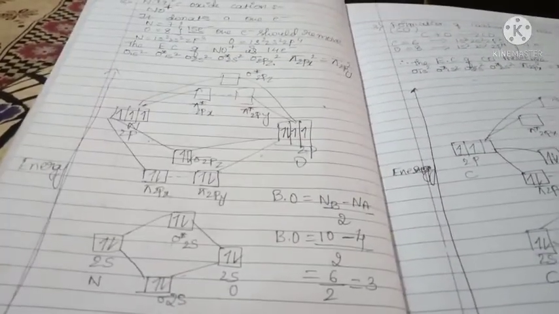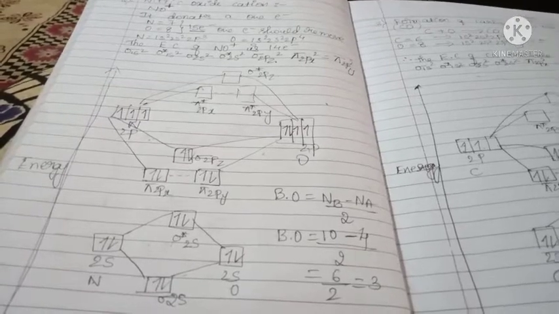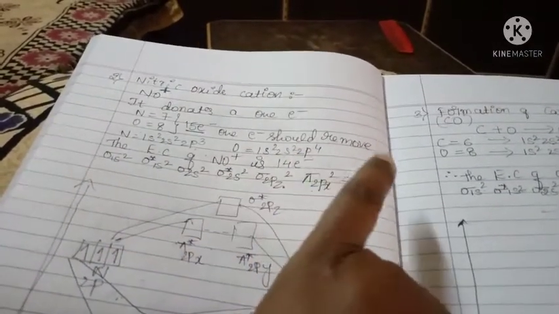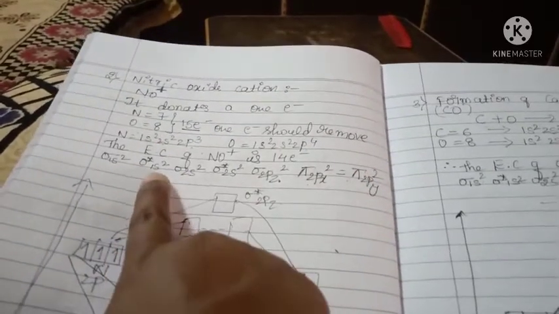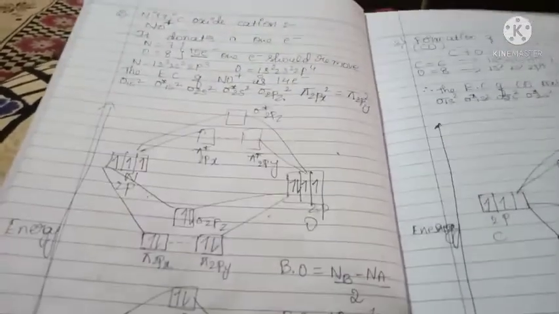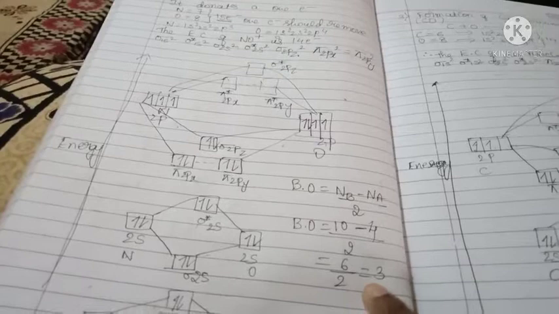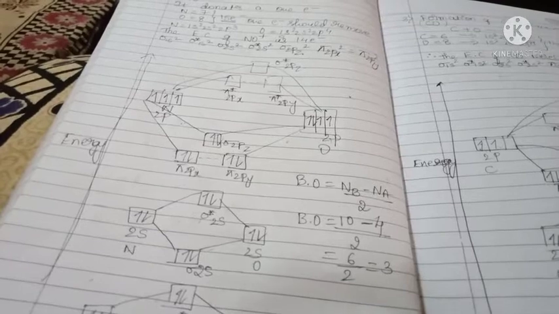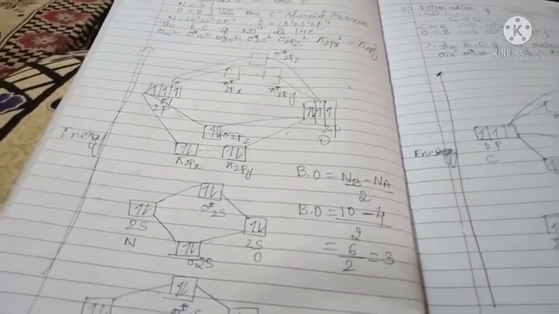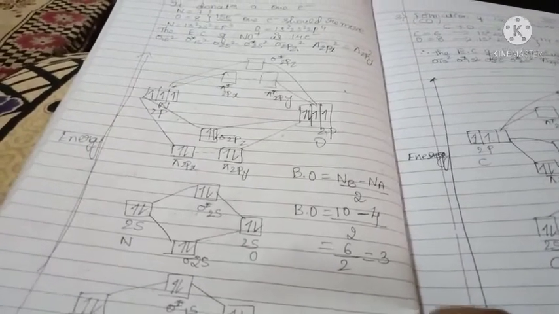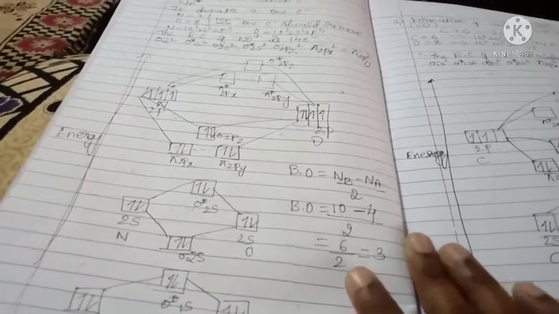Bond order is equal to NB minus NA divided by 2. NB means without a star, you have to count it: 2, 4, 6, 8, 10. Okay, 10 minus NA, means with the star. How many electrons are present? 2 plus 2, 4. So 10 minus 4 is equal to 6, divided by 2 is equal to 3. There will be formation of an N triple bond O. It has 3 bond pairs. So then it is diamagnetic because no unpaired electrons are present.